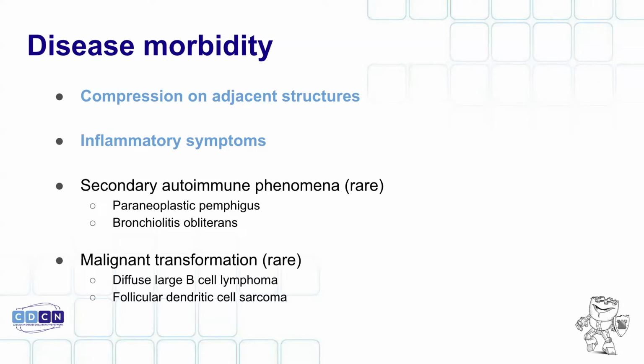But unicentric Castleman can cause a frank autoimmune condition where now the white blood cells are attacking the mucous membranes around your mouth and esophagus, causing this disease called paraneoplastic pemphigus, where you can't swallow because you have so much pain from these bad lesions in your mouth and esophagus, or that are attacking your lungs, making it hard to breathe. These are rare complications.